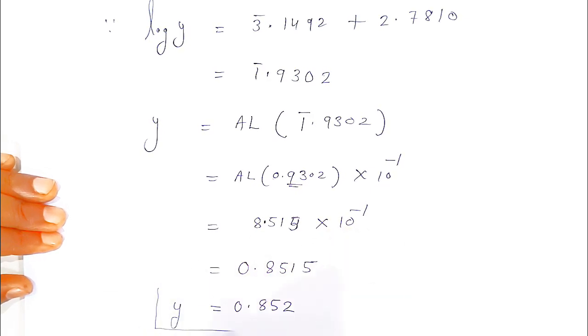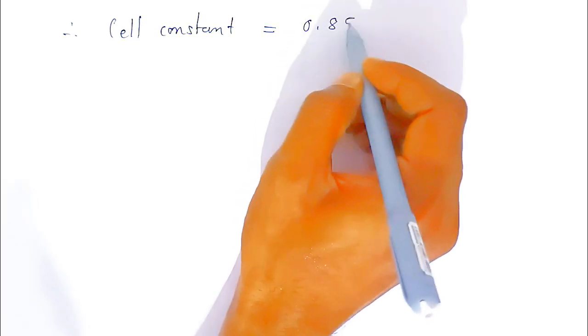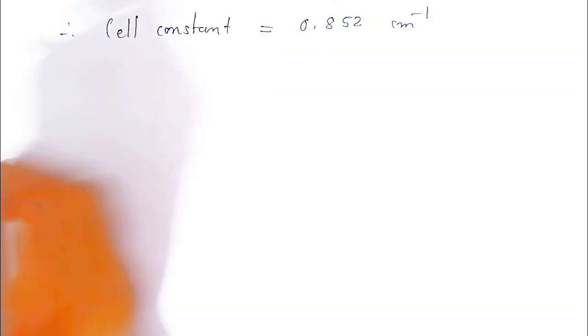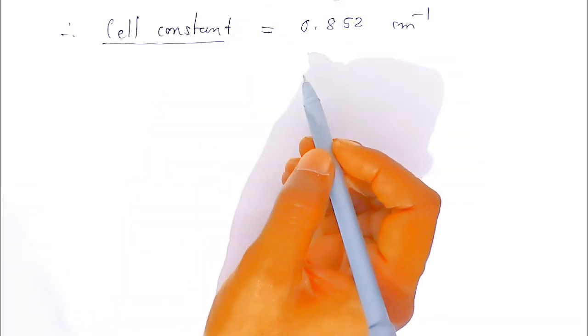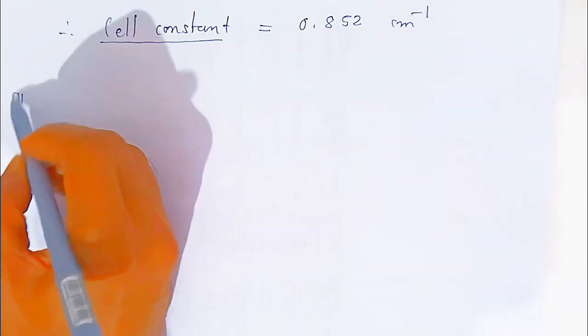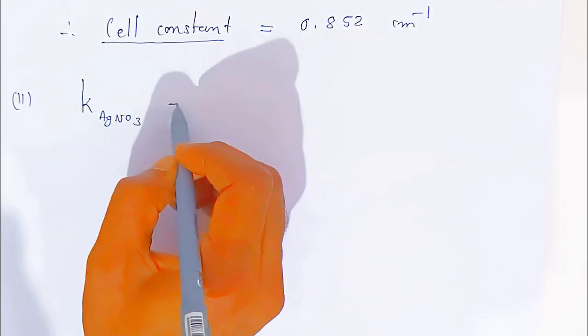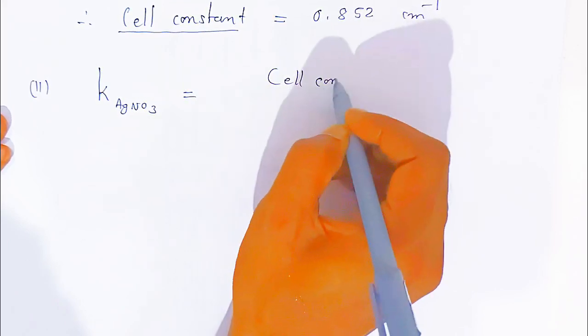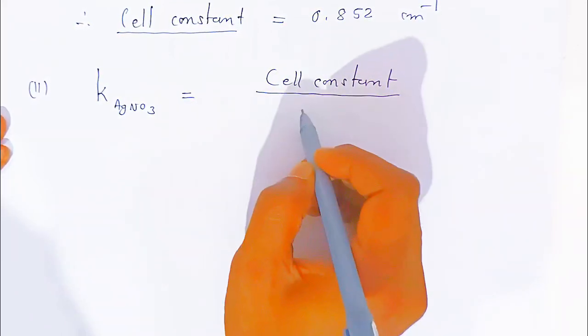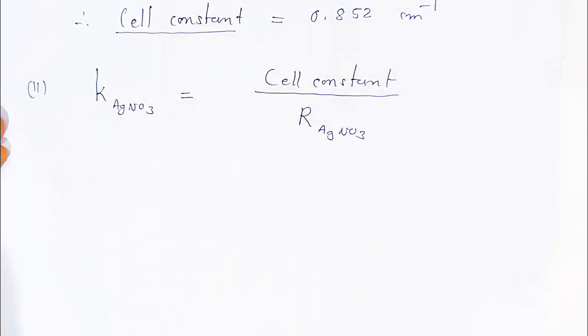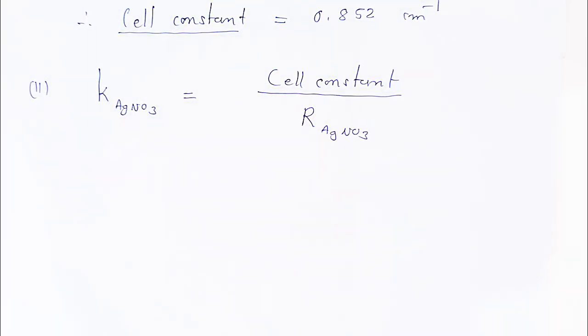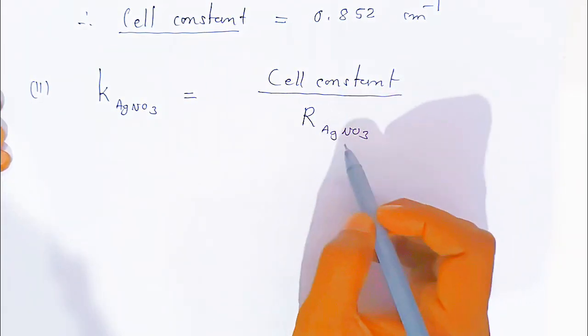Once you have got the value of y, you have got the cell constant. Cell constant will be nothing but 0.852 centimeter inverse. Now once you have the cell constant, the same cell you are using to calculate the molar conductivity of silver nitrate. The conductivity of silver nitrate is nothing but you have to divide the cell constant by the resistance of silver nitrate.